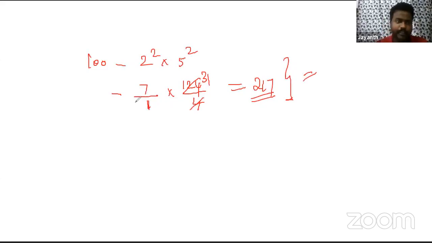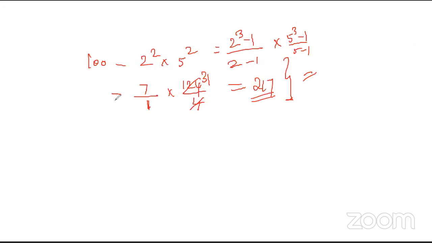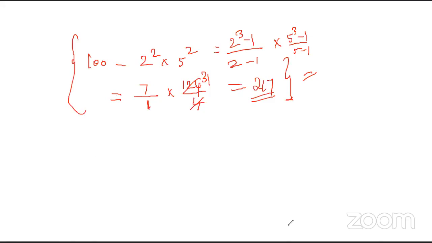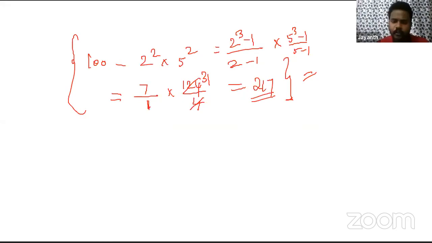Clear, guys? That is how we do it: 2 cube minus 1 divided by 2 minus 1, into 5 cube minus 1 divided by 5 minus 1. That's what I've directly written here. All of you clear? Yes, sir. Okay, fine. I'll give you some examples.